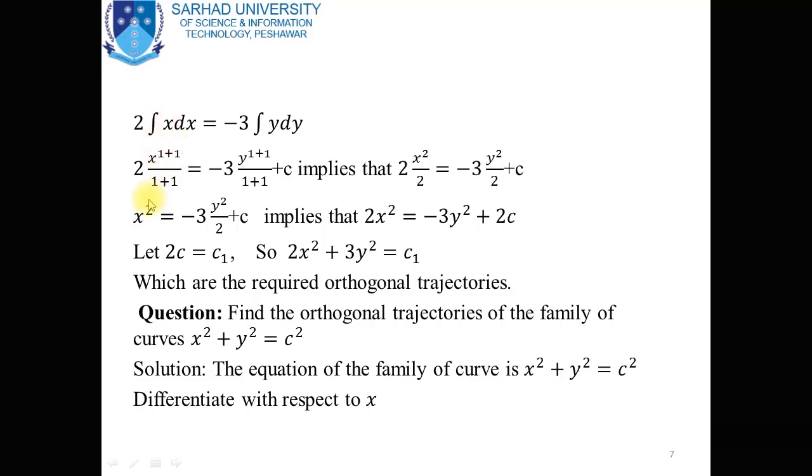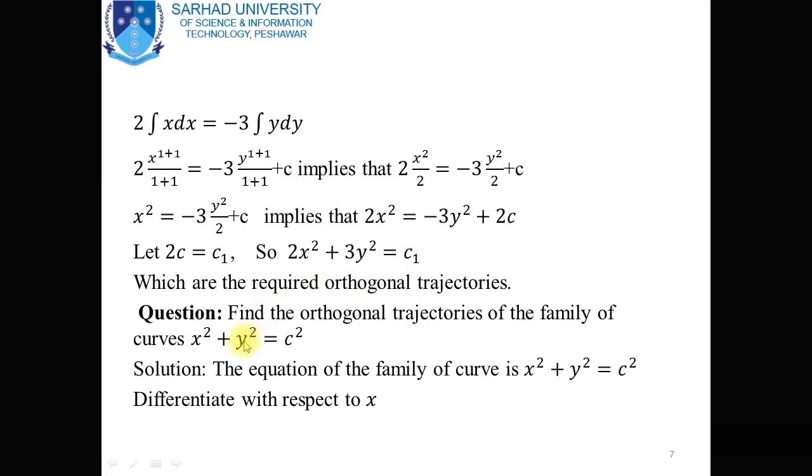The integration of x is x square divided by 2, and the integration of y is y square divided by 2. Now the 2s cancel: x square is equal to minus 3y square divided by 2 plus c, and multiplying both sides by 2, we can write this as 2x square is equal to minus 3y square plus 2c. If we replace this 2c by another constant, suppose c1, we can write the simple equation 2x square plus 3y square is equal to c1, and this is actually the required orthogonal trajectory equation.